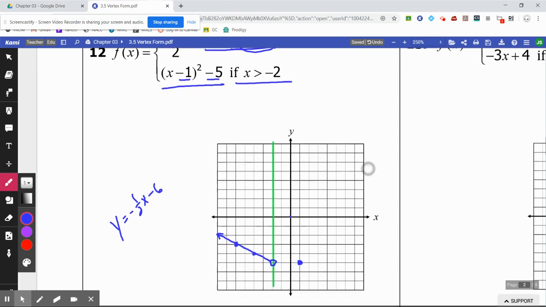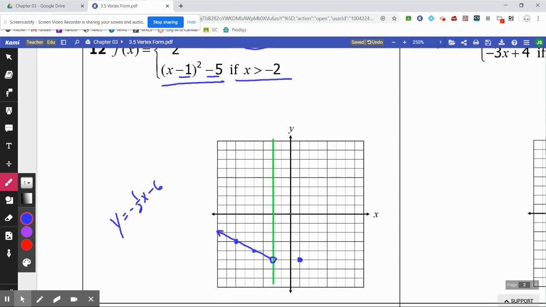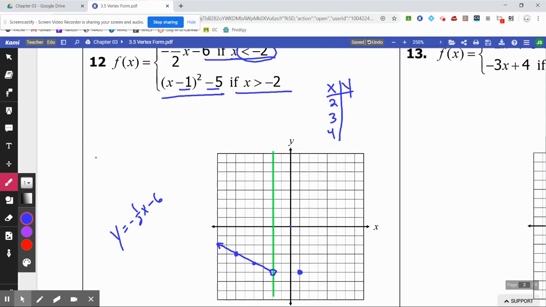Now to find other points, I can do a little t-table. I can plug in values to the right and left. And again, it would only make sense, why not just plug in values on one side? Because you're going to have the other side when you do the mirror image. So I'm going to plug in like 2, 3, and 4. And when you plug in 2, 3, and 4, here's what you'll get.